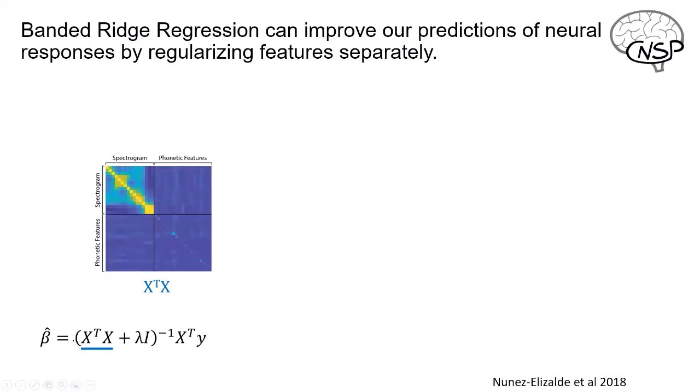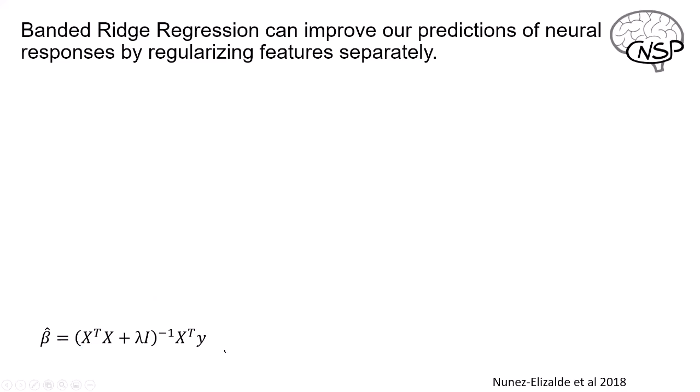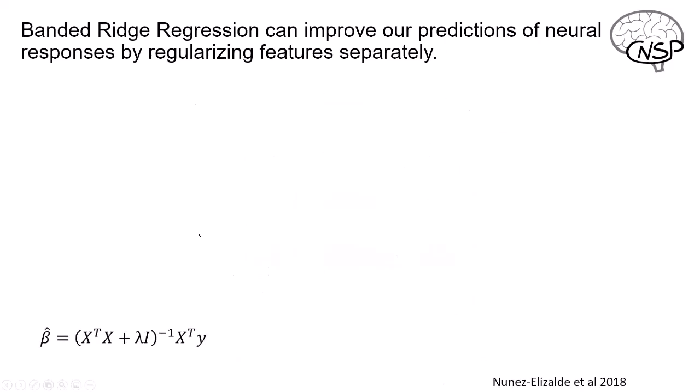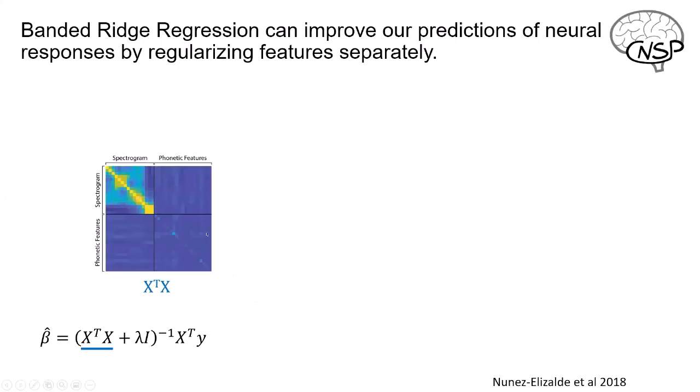So X here is your design matrix for your stimuli. What that means is, here in the previous figure, you've got time on this axis and features on this axis. So time on the X and features on the Y. But X will have time in rows and features in each column. And so when you do X transpose X, that's your autocovariance matrix. And you can see that the covariance matrix for the spectrogram is much different than the one for phonetic features.